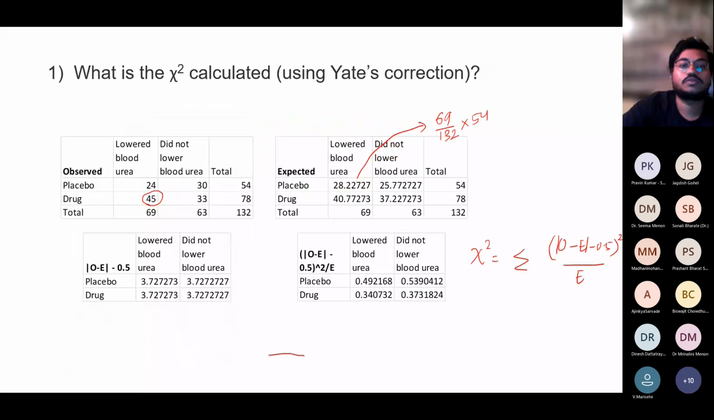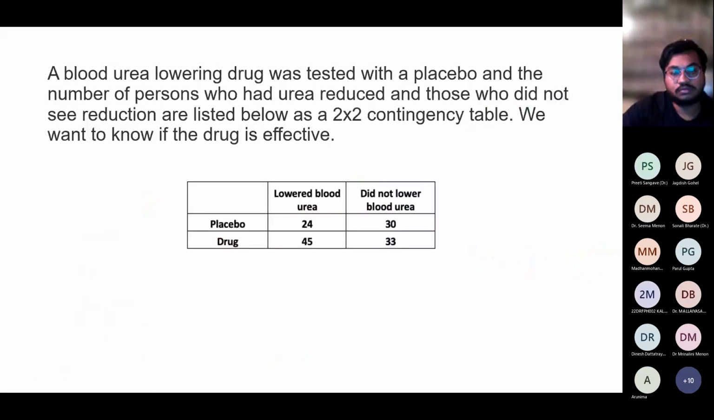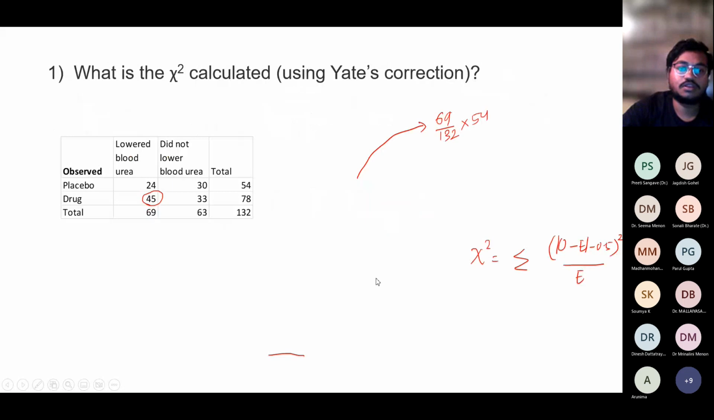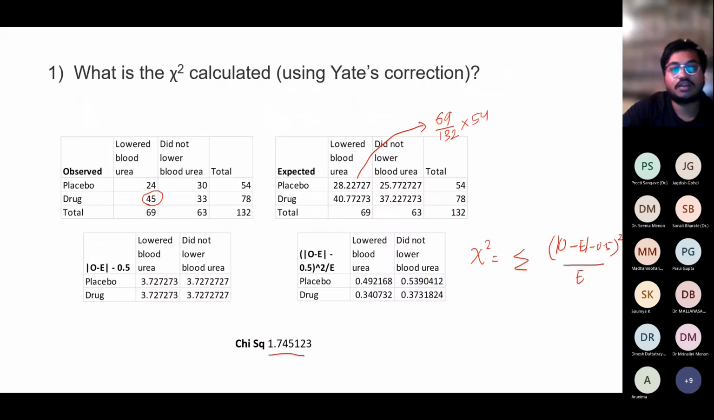So for the first two questions, we are given this table where we have a placebo and a drug, and in how many people it lowered the blood urea, and in how many people it did not. The first question is, what is the chi-square calculated using Yates correction? From the observed table, we add all the rows and columns to get the total values. Then we add all these values to get the grand total. Then we build an expected table.